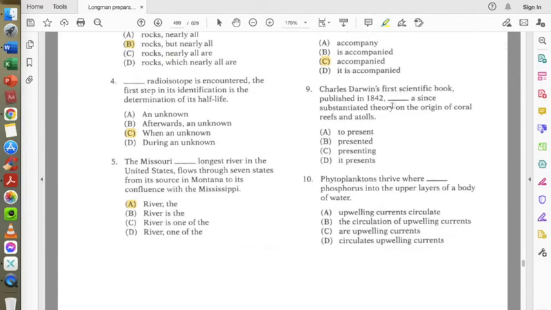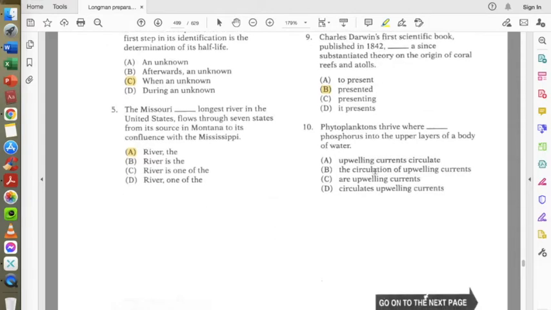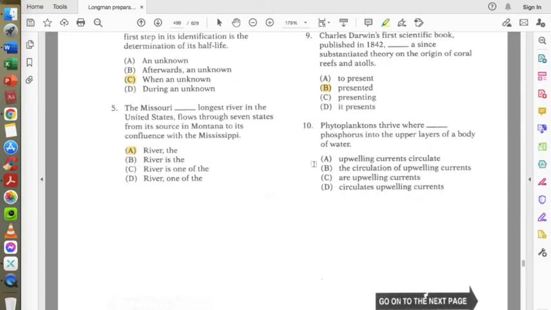Number 9, Charles Darwin's first scientific book published in 1842, blank a since substantiated theory on the origin of coral reefs and atolls. Published in 1842, so we're going to continue with the first part here. His first scientific book, we need a verb. Presented a since substantiated theory. It presents, we don't want the present tense. To present, we don't want to use infinitive here, so we have to say presented. It is in 1842, so it must have been the past tense. That's the only one that's the past tense. That's a simple verb tense problem.